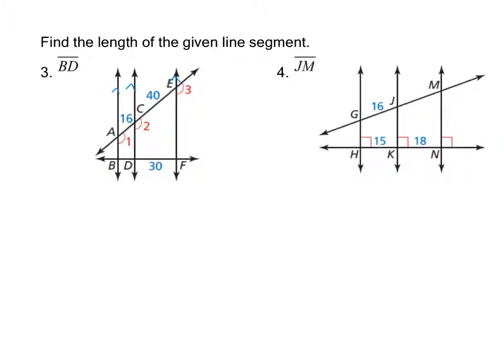Oh, you know what? Here we go. We're told right here, all these angles are congruent. They're all corresponding angles. That makes these lines parallel, all right? So let's find BD. BD is this value x right here. Well, we've got a proportion. We're going to use those two to make one fraction, x over 30 equals these two, 16 over 40.